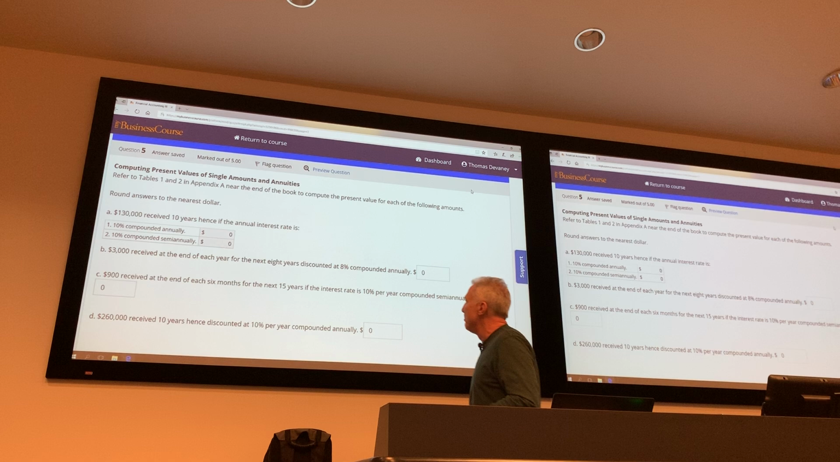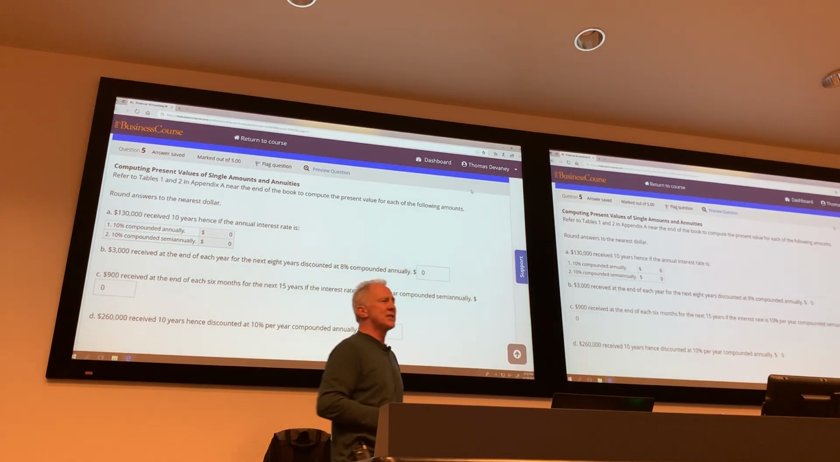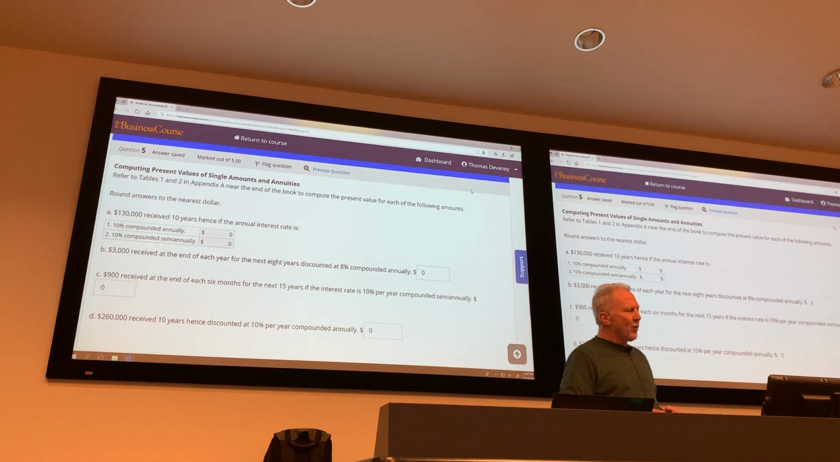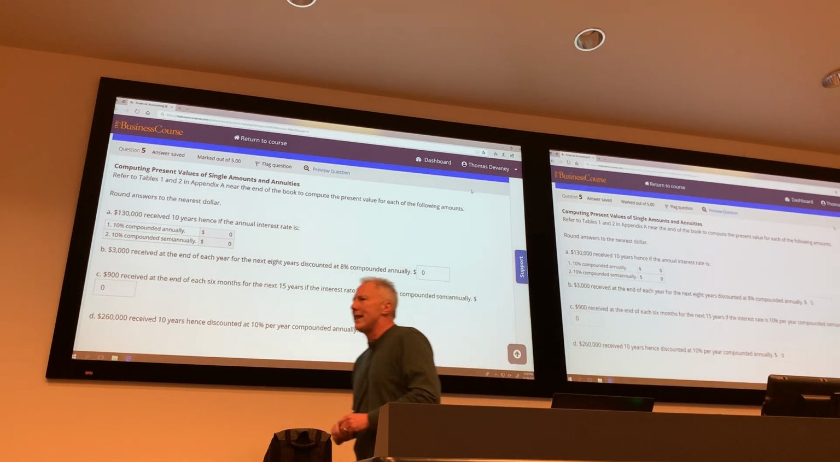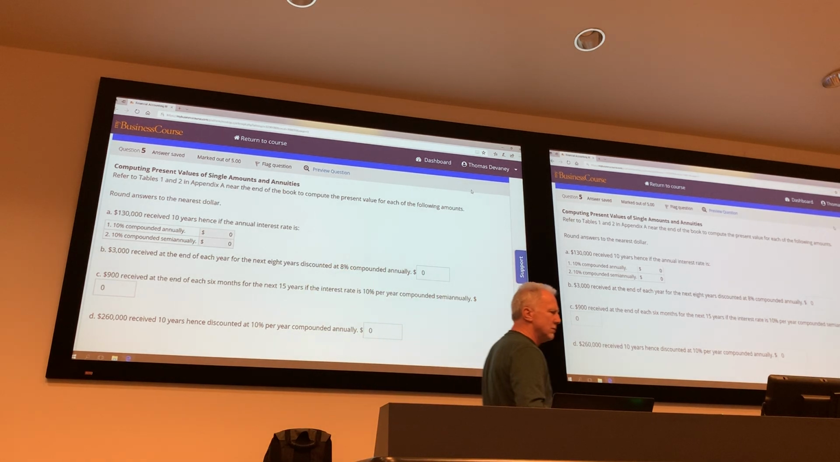What is a lump sum? The first one is $130,000 received 10 years hence. That's a lump sum. You're not getting $130,000 every year for 10 years. You're getting $130,000. So $130,000 in this case is the future value, okay?